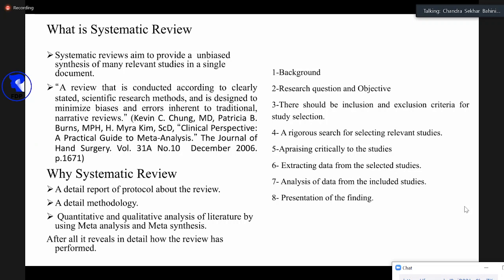Once we identify those articles, we have inclusion and exclusion criteria. You may end up with thousands of articles, but you can't review thousands of articles. You have to identify which articles are more important for you, so inclusion and exclusion criteria have to be adopted. This is a rigorous search that helps you identify the relevant studies. Then you critically go through the studies, extract the data or information from the selected studies, base your analysis on them, and present the findings. So that is all about the systematic review.